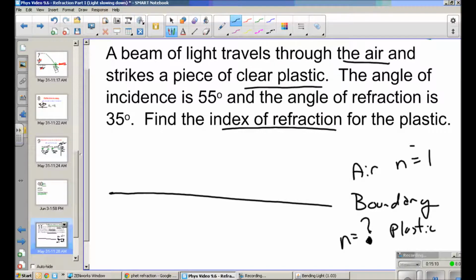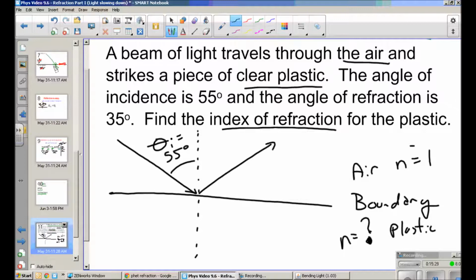All right, let's see. So the beam of light is going to come through and hit the boundary. You can right away put in your normal line. The problem tells us that the angle of incidence is 55 degrees. So here's my angle of incidence, 55 degrees. Right away, I know there's going to be a reflected beam. So this is incident. This is reflected.